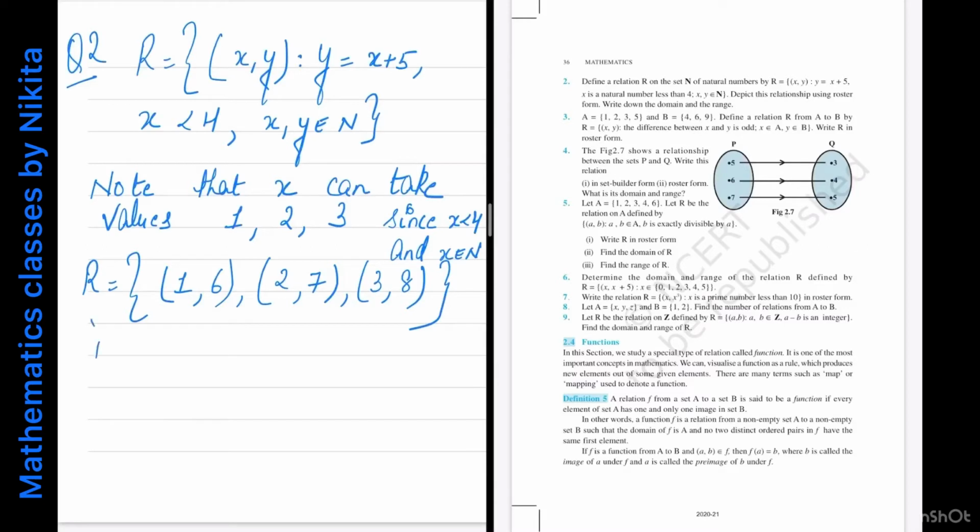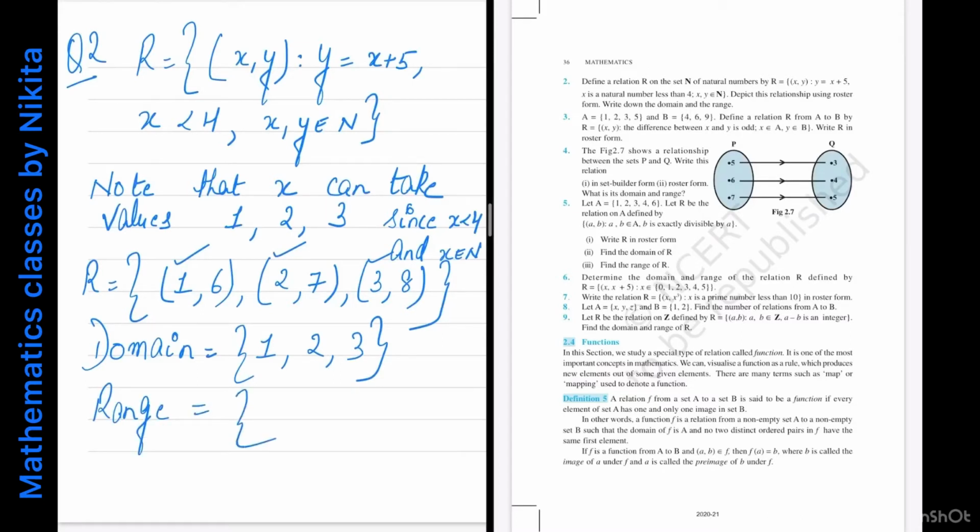Now next let us write the domain. The domain contains the first elements of the relation R. So it will have 1, 2 and 3. Range is the set of all second elements of the relation R. So the range will have 6, 7 and 8. So this is your question number 2.